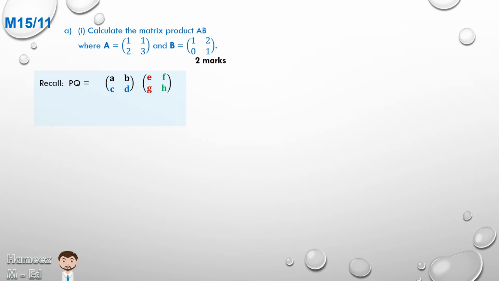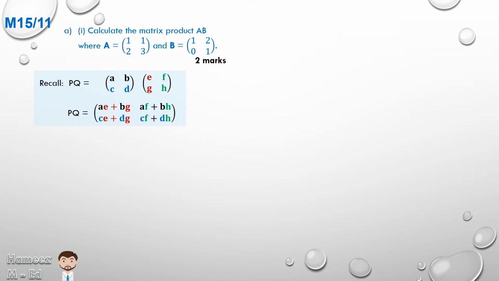So how do we multiply PQ? Well, we take the first row, which is in black, multiplied by the first column, which is in red. So it'll give us AE plus BG. Now we've gotten that, let's take the first row by the second column. So it'll be black by green, and it'll give us AF plus BH. And similarly for the second row, using CE and DG, and CF and DH.